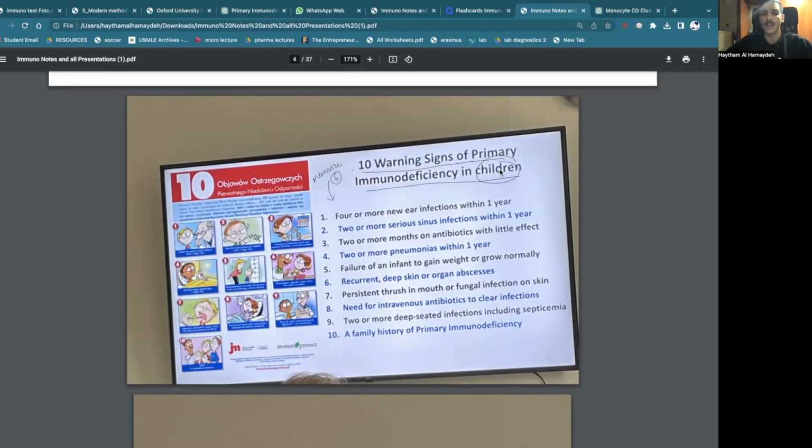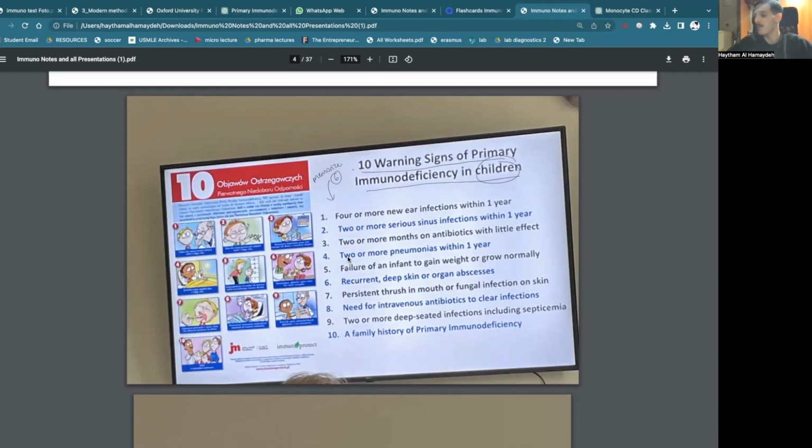And I got a quick way to remember things. So in this case, we see 4, 2, 2, 2, and that's just something that you can remember. 4 is for ear infection, then 2 for sinus, then 2 for antibiotics taken orally, and then 2 for pneumonia. And then this is just a way to remember what 4222 refers to. And of course, all of them happen within a year.